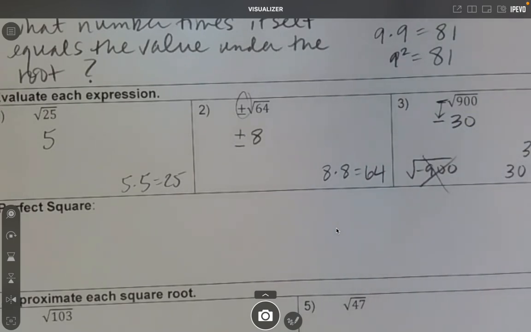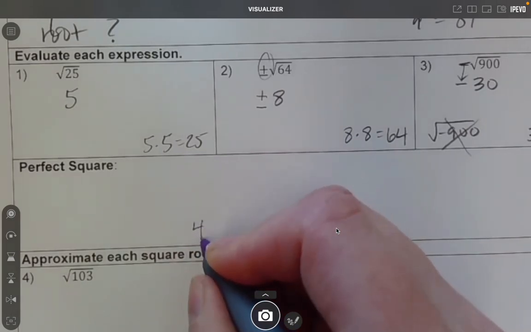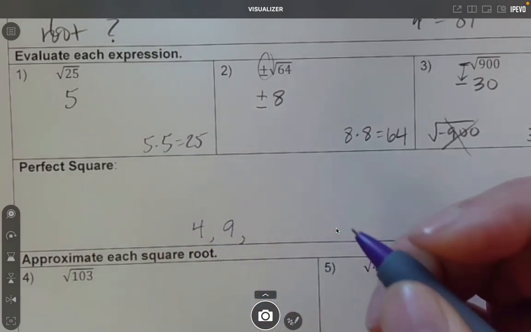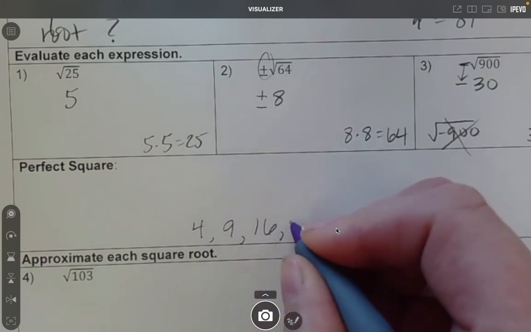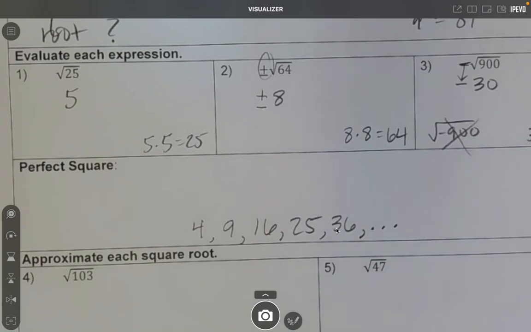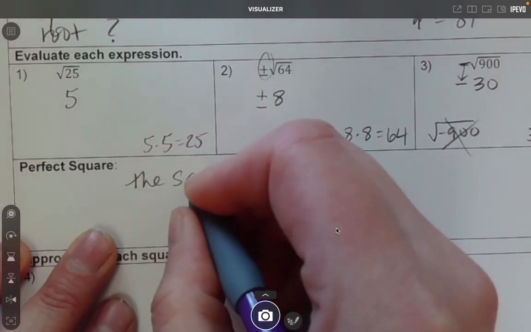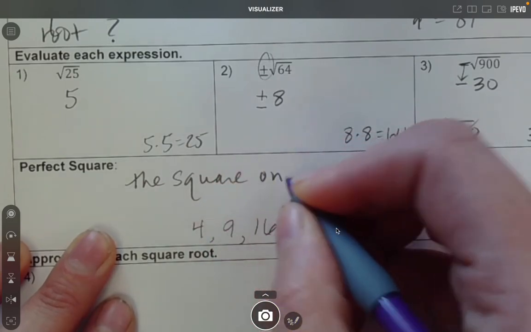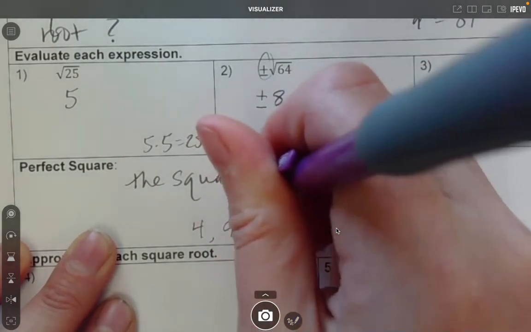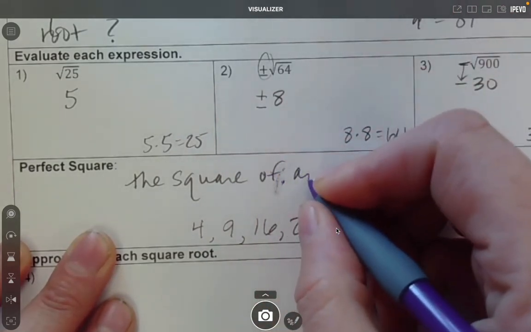So when we talk about perfect squares, we're talking about numbers like 2 squared, which is 4, 3 squared, which is 9, 4 squared, 16, 5 squared, 25, 6 squared, 36. So we're talking about those perfect square numbers that are a number times itself, the product of a number times itself. So the definition for a perfect square is the square of an integer. So if I can take a number and square it, that number becomes a perfect square. So the square of an integer.